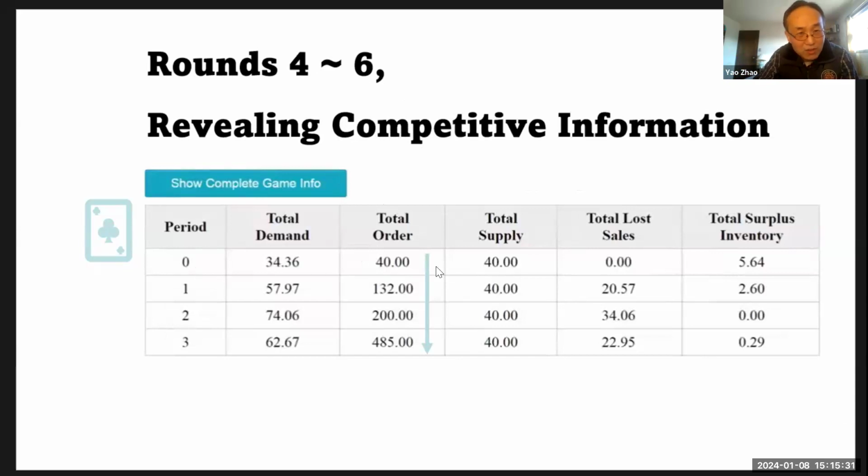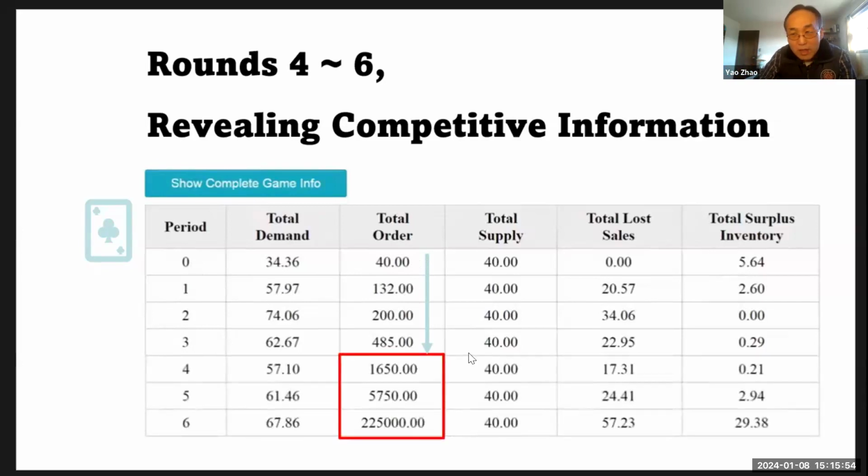For example, in this game, we can see that in the first period, the total order is only 40. That's the demo period. So in period 1, total order increased to 132, period 2, 200, and period 3, the total order increased to 485. When students see this, they immediately panic.